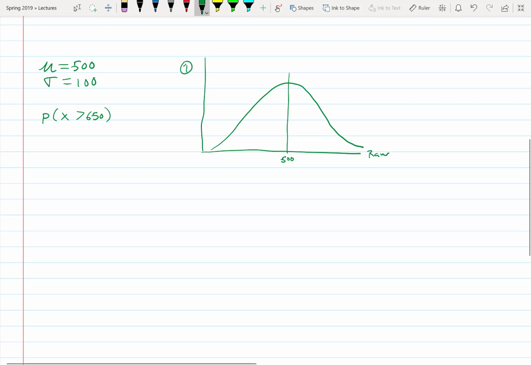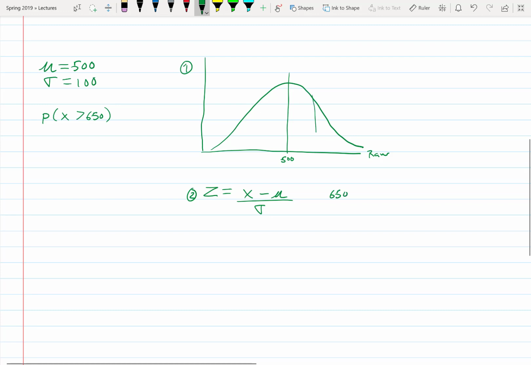But of course, we can't use those raw scores here because we need to refer to our z-distribution tables. We need to convert this to a z-score. So to do that, the next step is going to be just to remember what our z-score formula is. A particular score minus the population mean divided by the population standard deviation. So if I substitute in some numbers here, we're going to have 650 is the score that we're looking for.